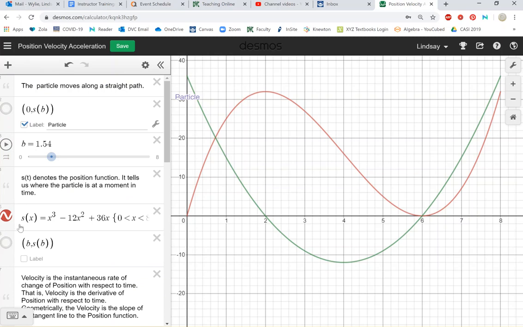Notice that when my position is increasing, velocity is positive. Velocity is above the time axis here. Now position is decreasing between 2 and 6, and velocity is negative. The green function is below the time axis. And then here again, my position is increasing and velocity is positive. We're above the time axis there.